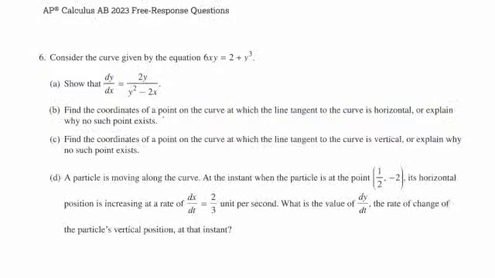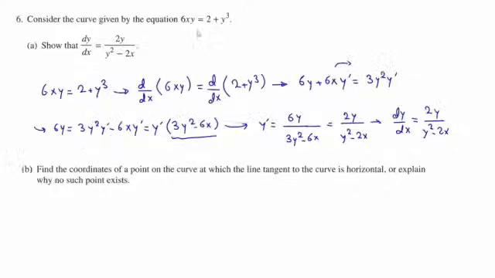Part B. Find the coordinates of a point on the curve at which the line tangent to the curve is horizontal, or explain why no such point exists. Okay, if the tangent line is horizontal, dy/dx should be 0. So when dy/dx is 0, and dy/dx is 2y over y squared minus 2x, we conclude the numerator is 0, 2y is 0, so y equals 0.